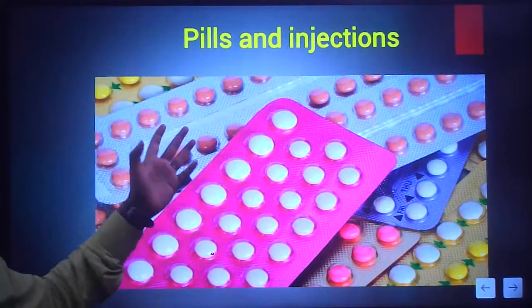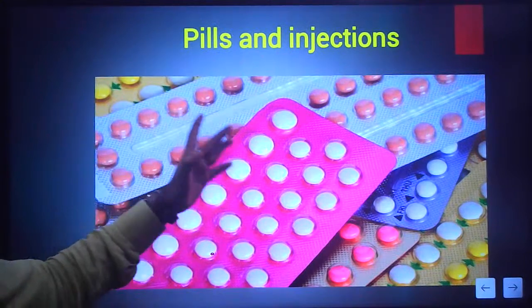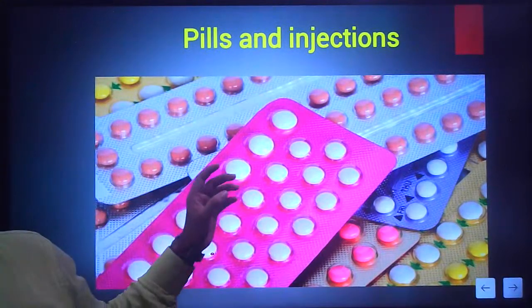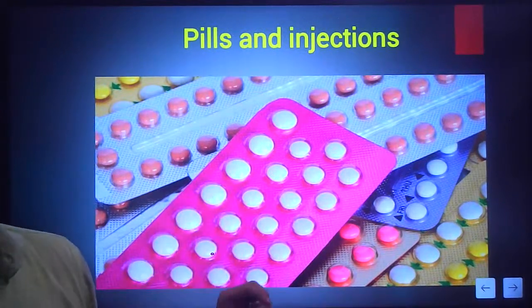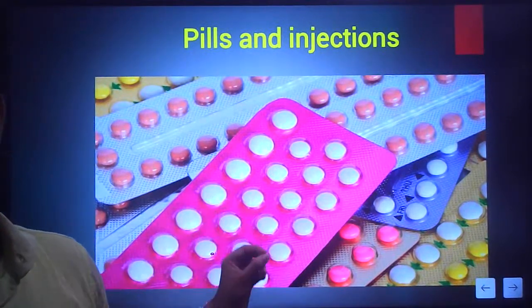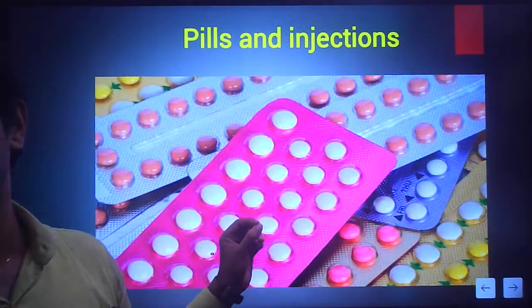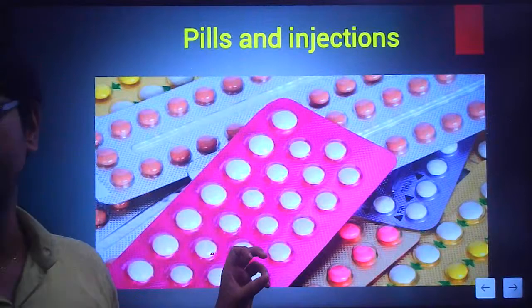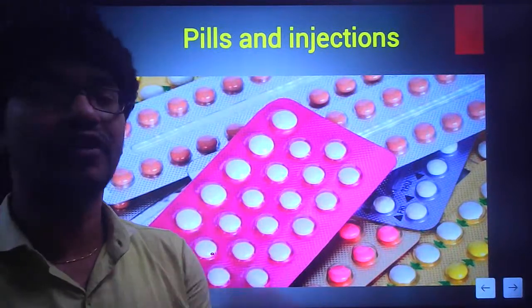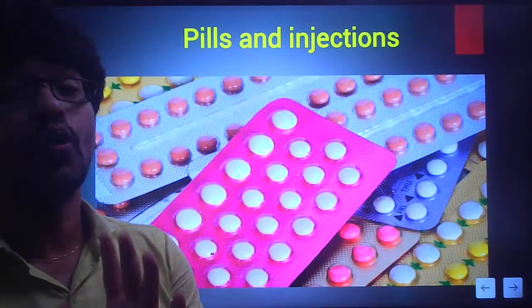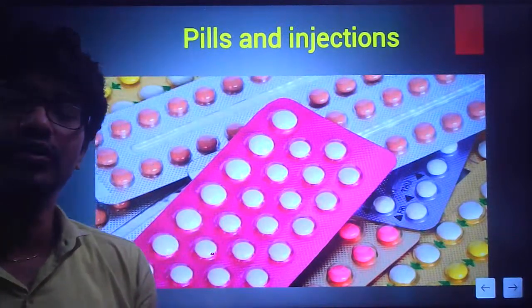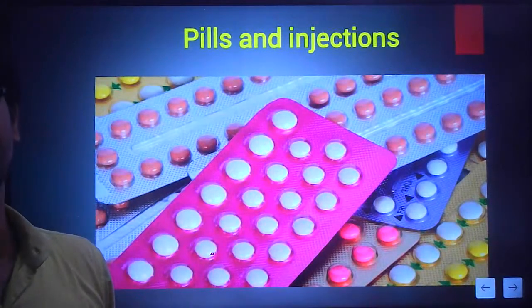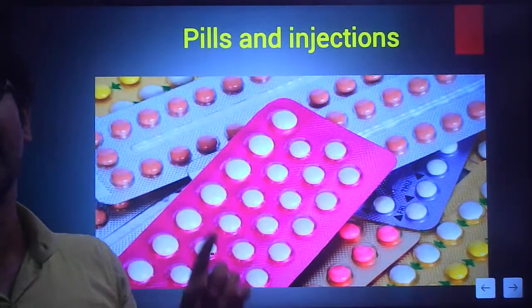So either the woman can go with the mini pill, or she can go with the combined pill. If she is selecting the mini pill, she has to take it every day. This will not suppress the ovulation, but it will prevent the egg from attaching to the uterine lining. The mini pill will not prevent ovulation, but it will not allow implantation in the uterus. This is the mode of action of the mini pill.